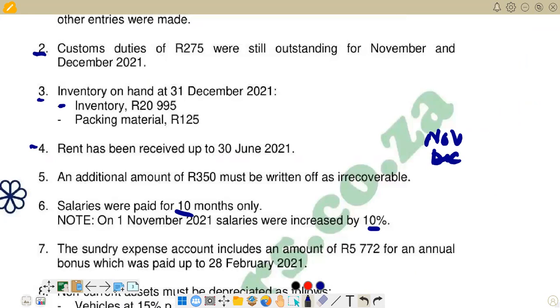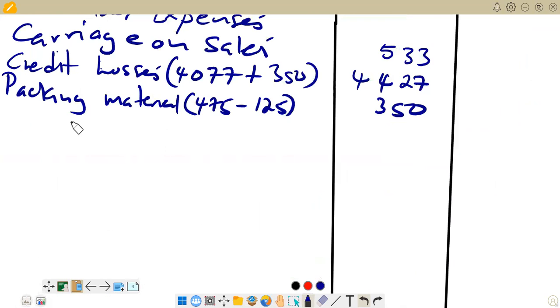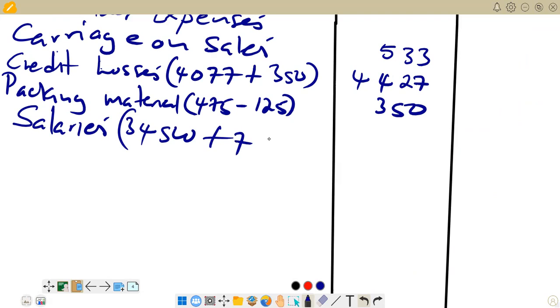So we are now here. We are now saying salaries in brackets is 34,500 plus 7,590. And then if you add the two for salaries, you're supposed to get 42,090. So this is what we have in terms of salaries.